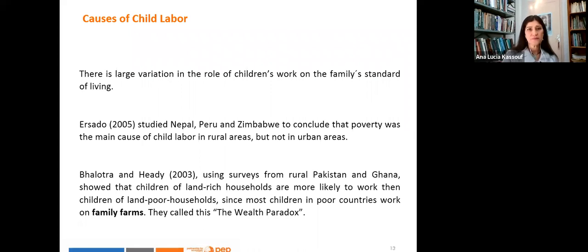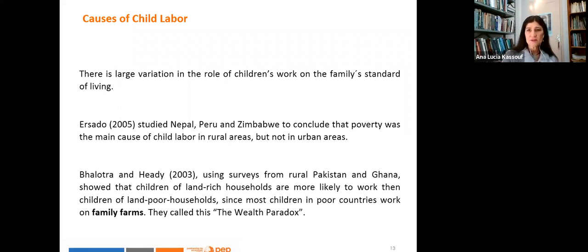So here we have some studies that try to measure the impact of poverty on child labor. And we see that there is a lot of variation. For example, this one in Nepal, Peru, and Zimbabwe, they found that poverty would increase child labor, but only in rural areas, not in urban areas.